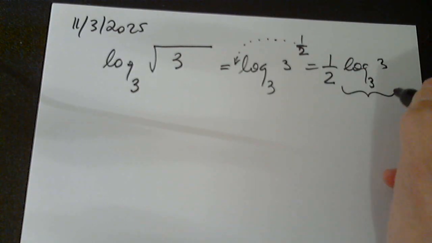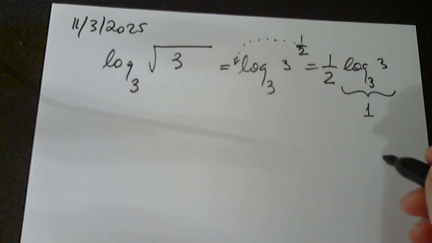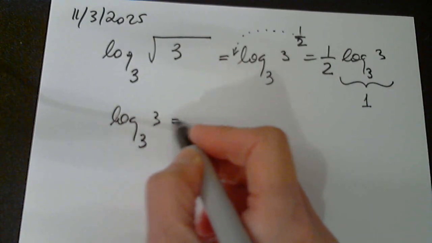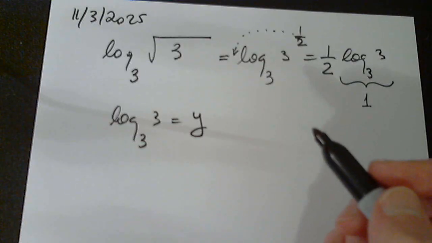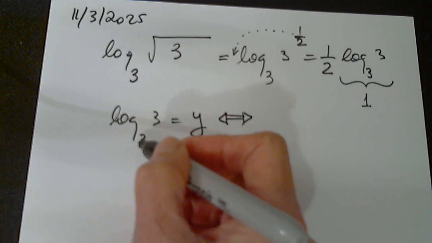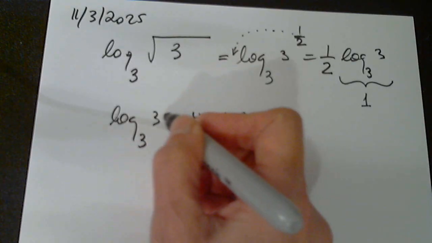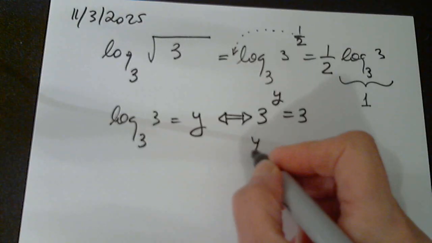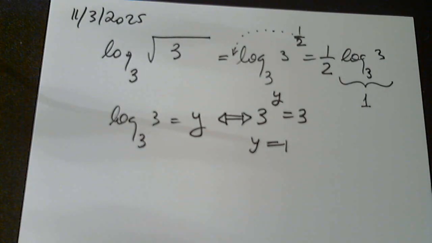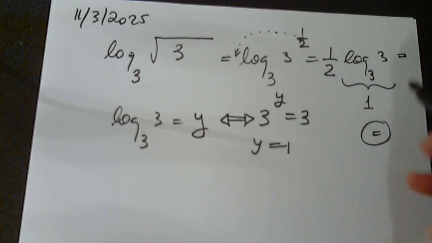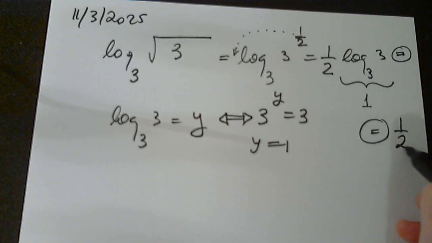Now, this is 1. How do I know it's 1? Okay, log base 3 of 3, let's say, is an unknown number y. But this is equivalent to, as we discussed last time, 3 raised to y equals 3. So then how much is y? Well, y can only be 1. So then the final answer here is 1/2.